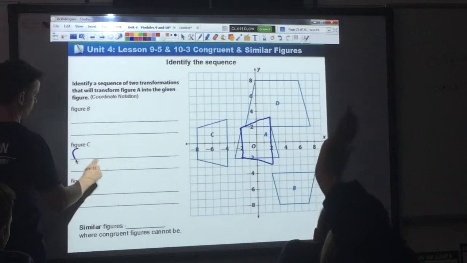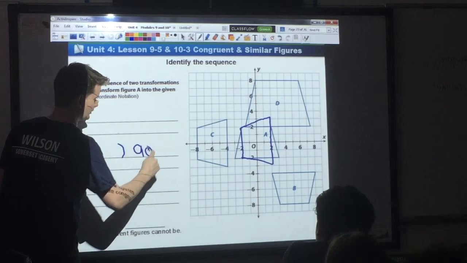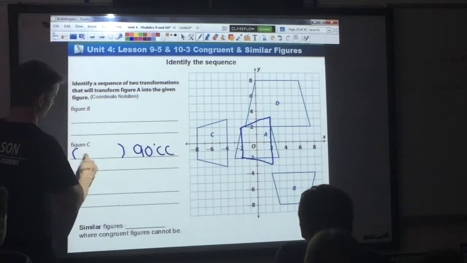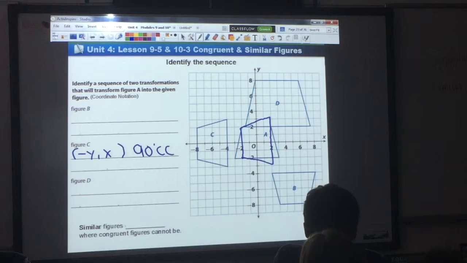Can somebody give me the coordinate notation for a 90 degrees counterclockwise rotation? Negative y, comma x. Negative y, comma x. Thank you very much. One more step to finish this up, and we're done.